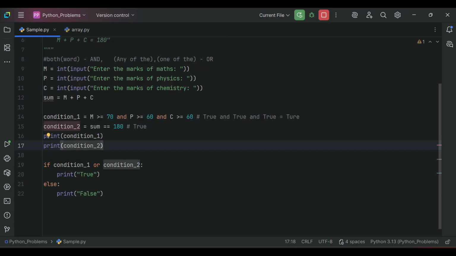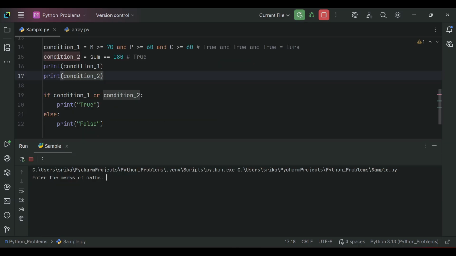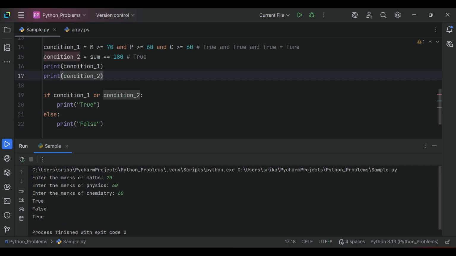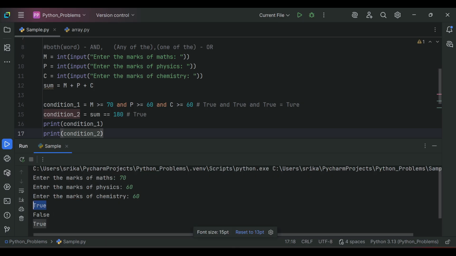Okay, now see the output. Here maths I am giving 70, physics I am giving 60, and chemistry also I am giving 60. See here, according to the given condition, what is the first one? Maths greater than or equal to 70. Then maths I gave 70, it's true, as well as P is also true and C is also true, then the complete condition is true.